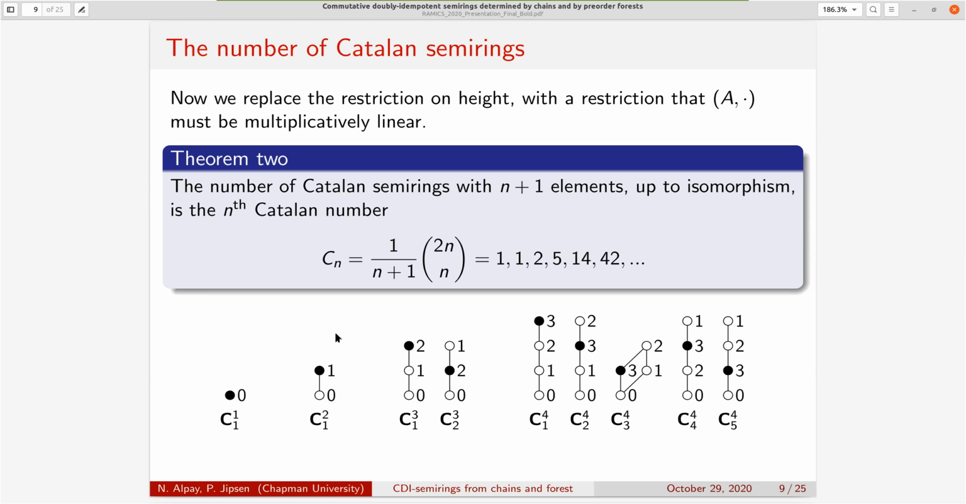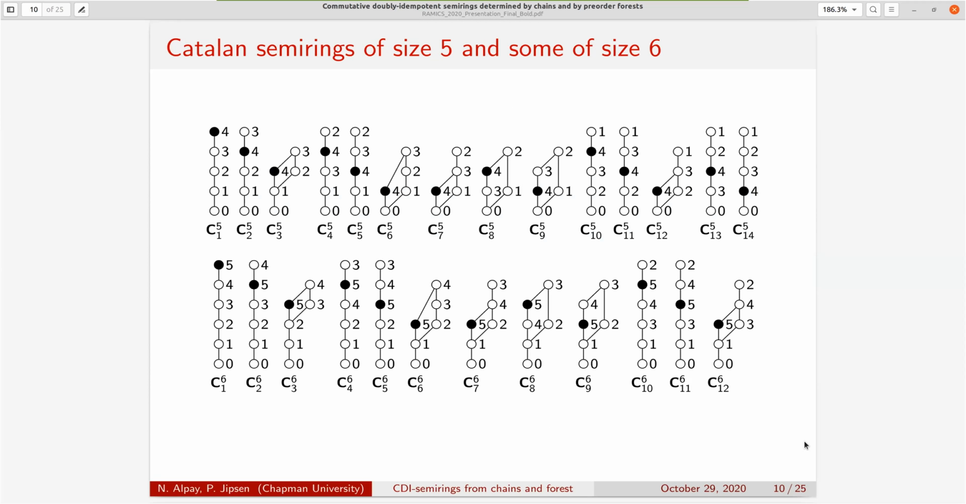And as we can see at the bottom, we have one Catalan semiring of size 1, one Catalan semiring of size 2, two Catalan semirings of size 3, and 5 Catalan semirings of size 4. And now we can see all the Catalan semirings of size 5 and some Catalan semirings of size 6. In this case, we do not see the two Catalan semirings that we constructed in one of the previous slides, but they are in the paper.